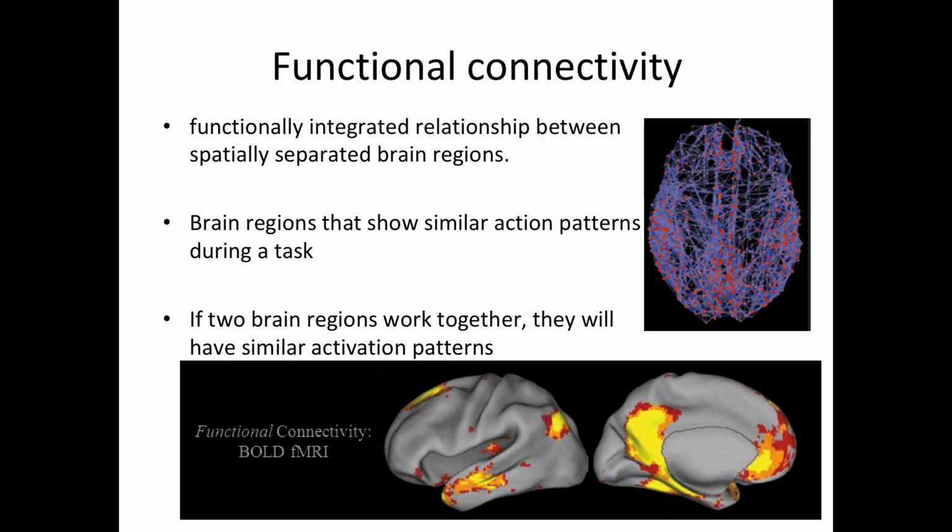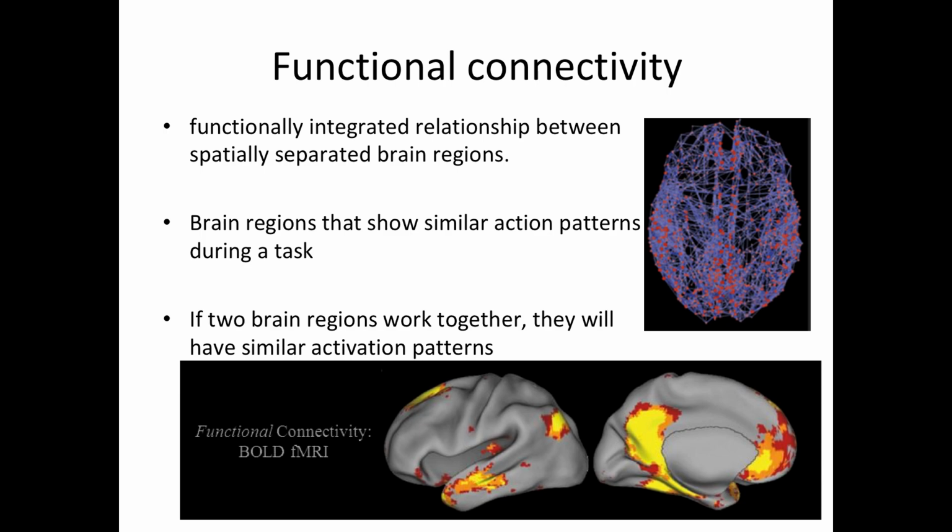Okay, let's move on to functional connectivity. So functional connectivity is a temporal correlation between activity of different brain regions. So this measure is often used in functional magnetic resonance imaging or fMRI. So functional connectivity is operationally defined as the temporal correlation between time series of different brain regions.